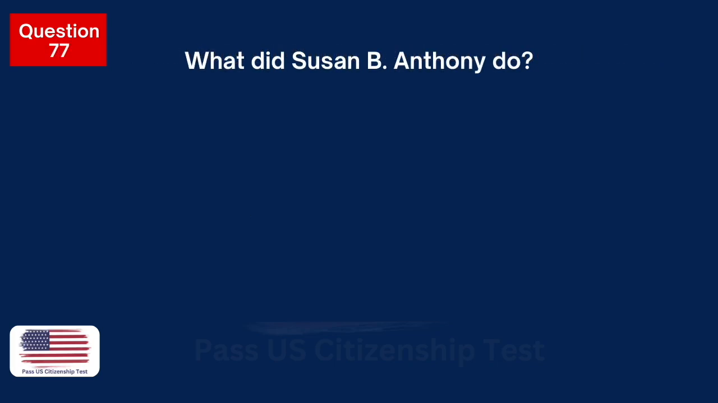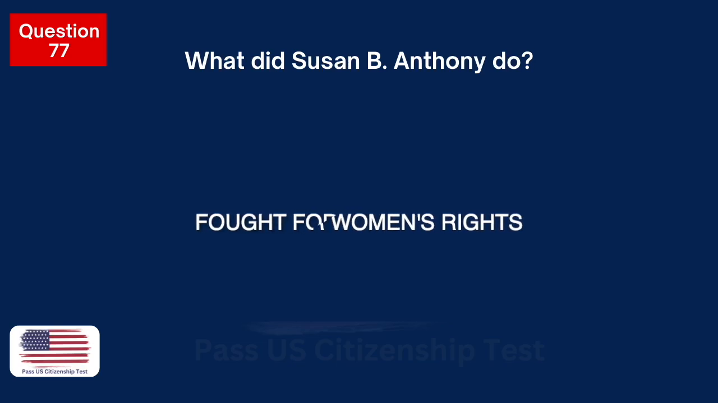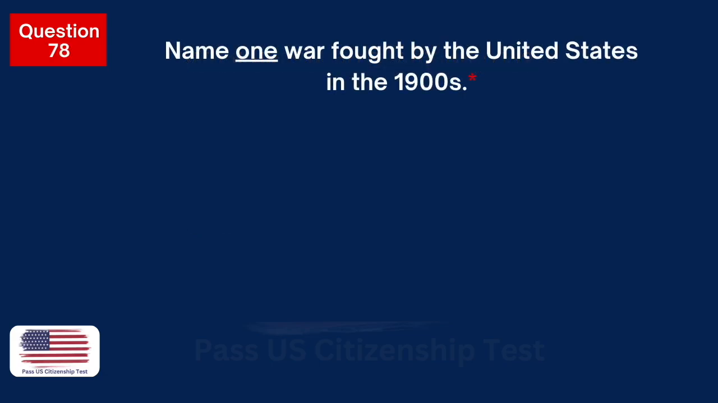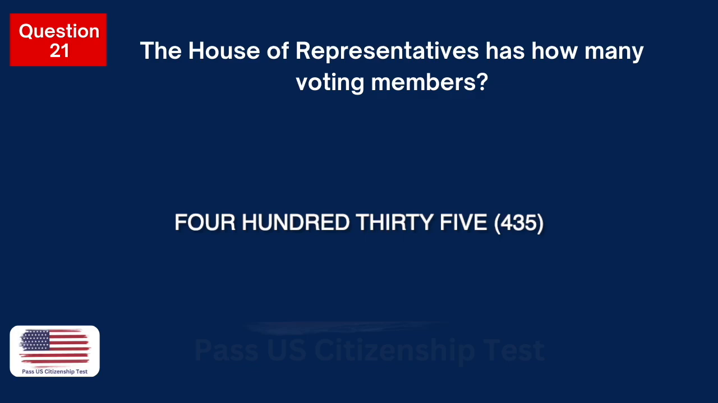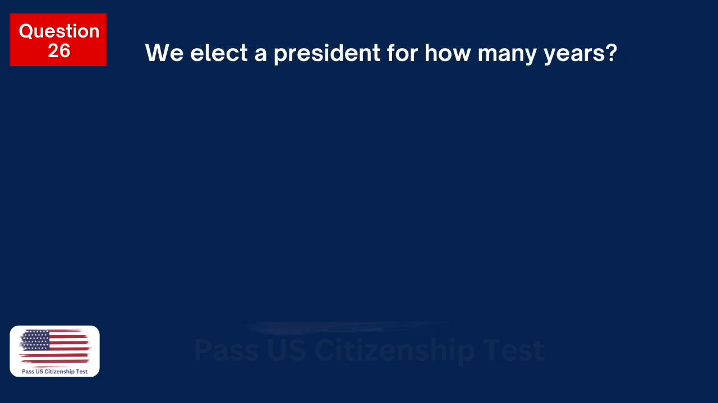What did Susan B. Anthony do? Fought for women's rights. Name one war fought by the United States in the 1900s. World War I. The House of Representatives has how many voting members? 435. We elect a president for how many years? 4.